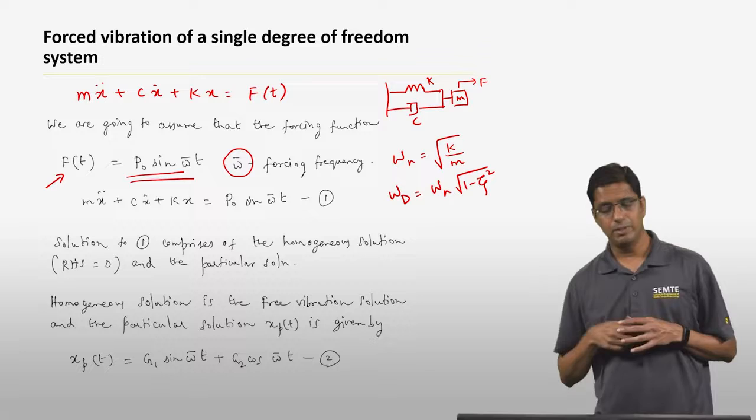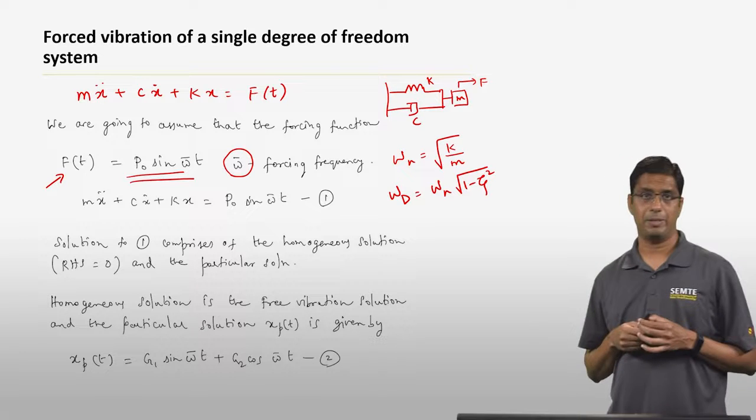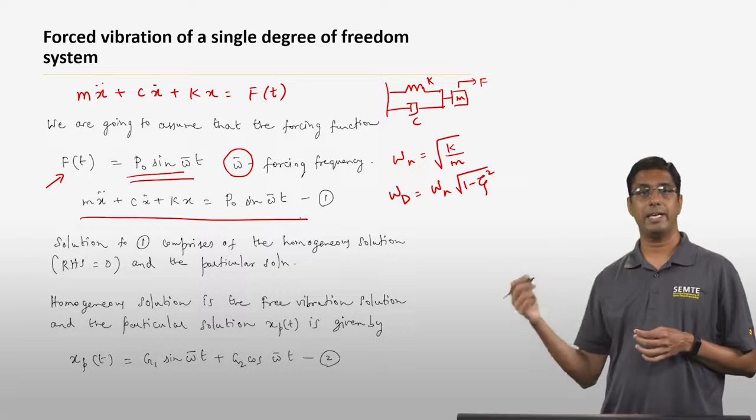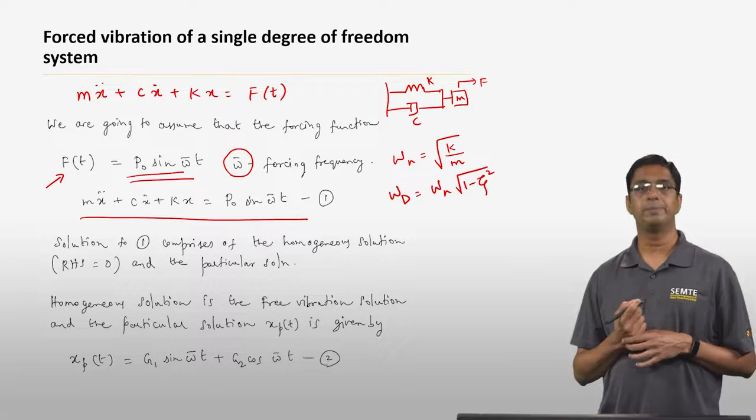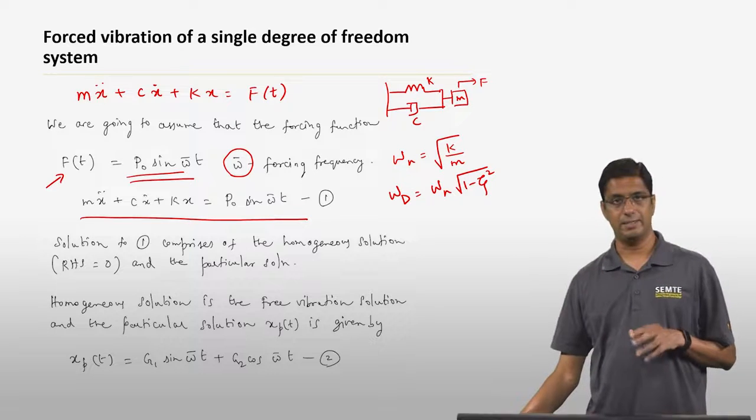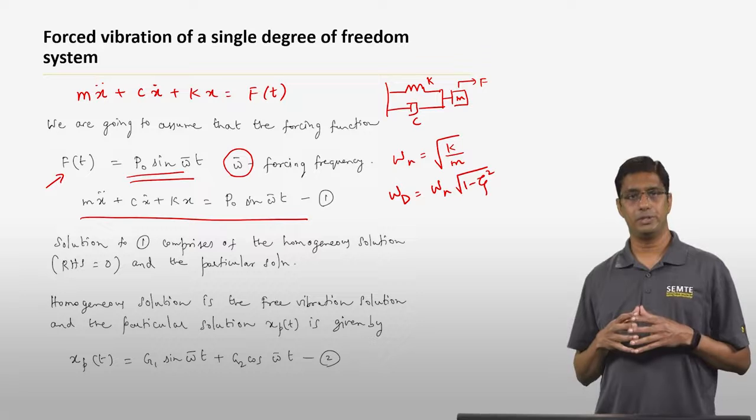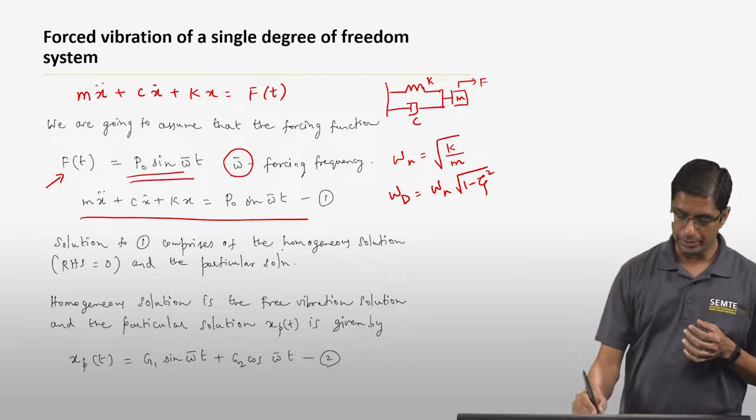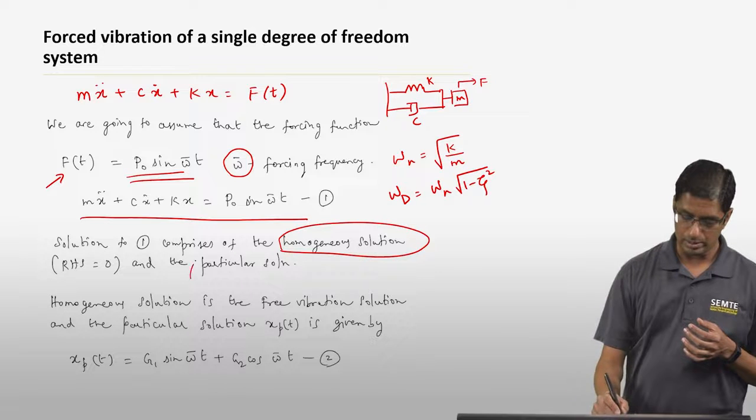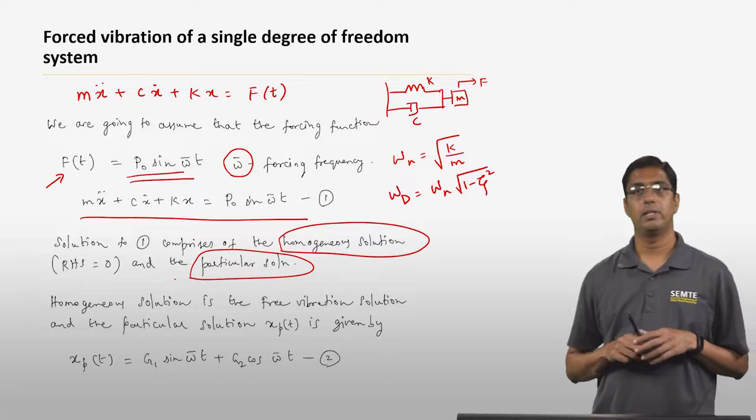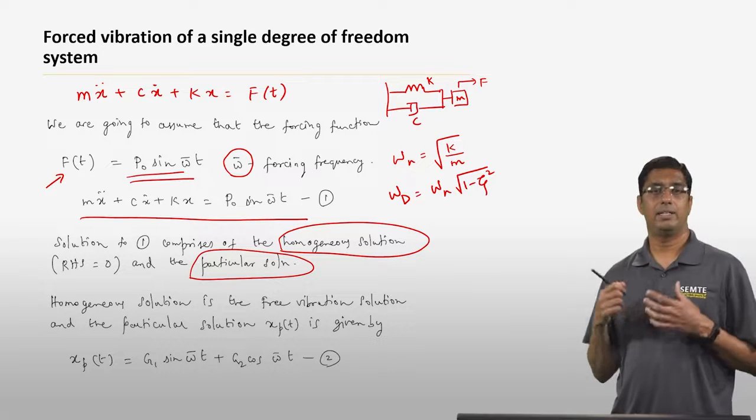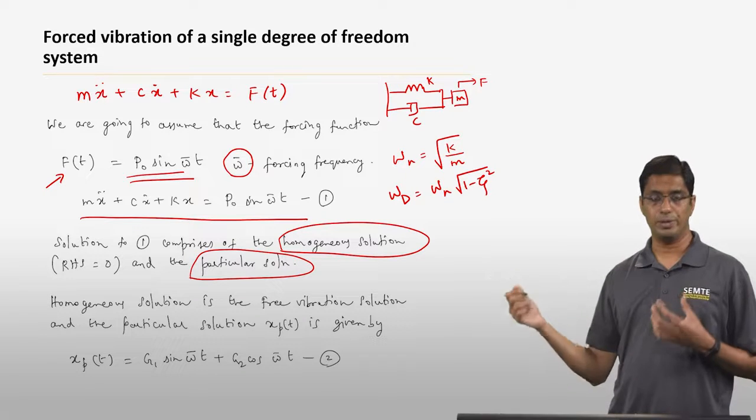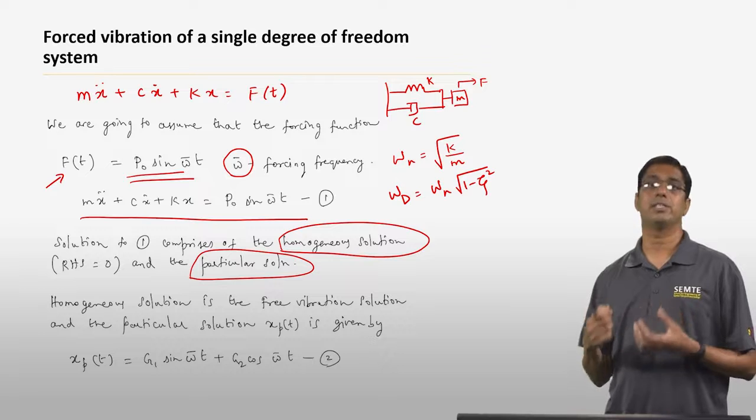Now, if you use f of t to be p naught sine omega bar t, then the governing differential equation becomes m x double dot plus c x dot plus k x equals p naught sine omega bar t. When you have a differential equation like this, the solution contains two terms. One is the homogeneous solution, and the second is the particular solution. The homogeneous solution is the case where the right hand side is equal to 0, so m x double dot plus c x dot plus k x equal to 0. The solution to that is called the homogeneous solution.